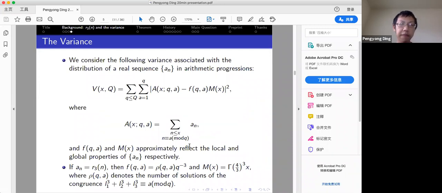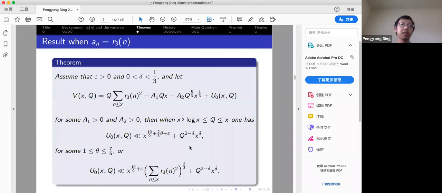If the real sequence a sub n is R3 of n, then we can prove that the local property f of Q and a is rho of Q and a over Q cubed, and M of X, the global property, is gamma of 4 over 3 cubed times X. In this case, rho of Q and a denotes the number of solutions of the congruence l1 cubed plus l2 cubed plus l3 cubed is congruent to a mod Q. So that's the background of this question. Now let me give you the result.